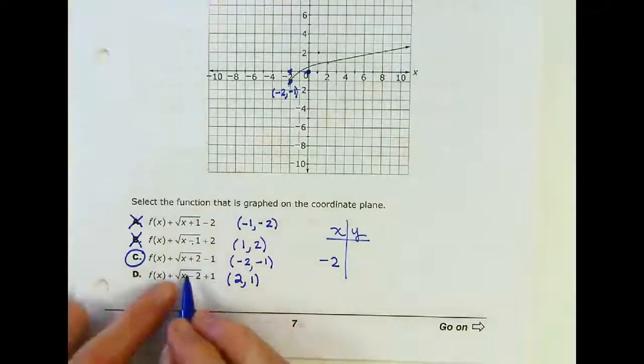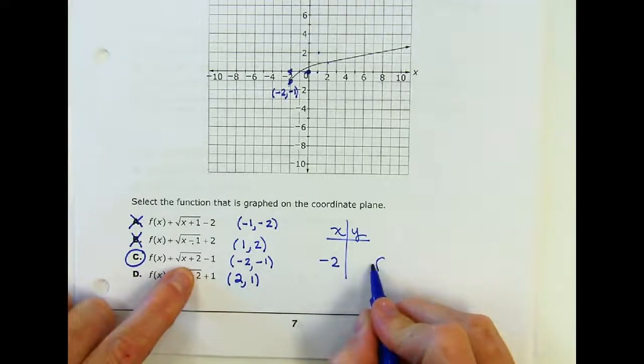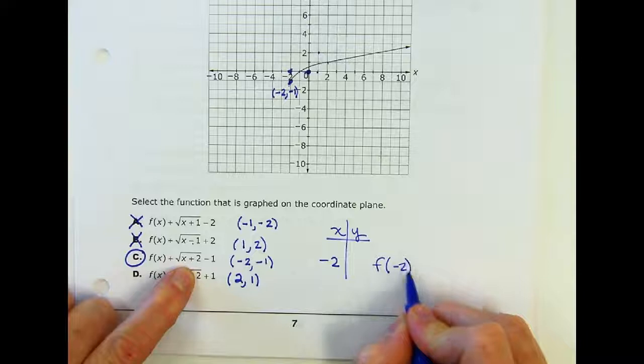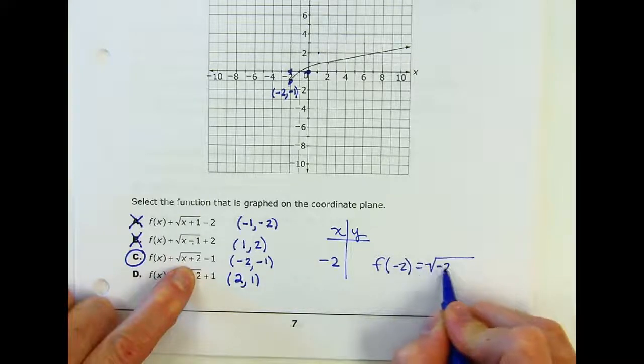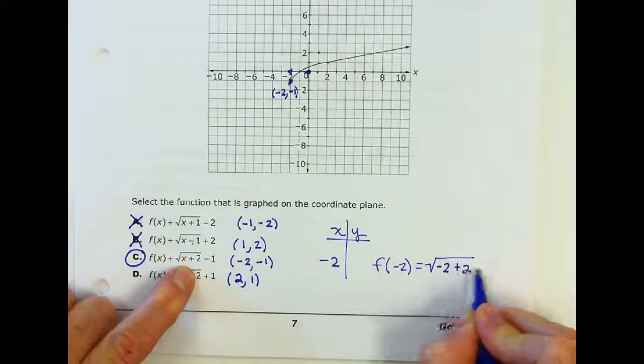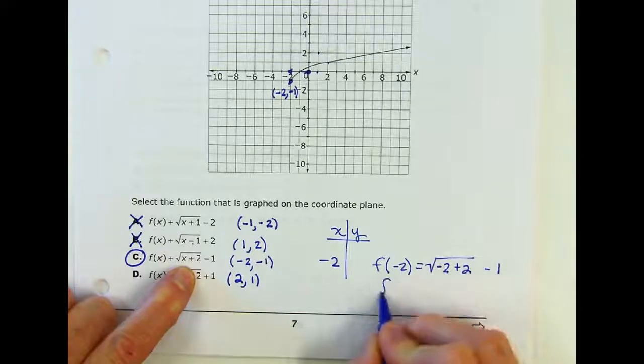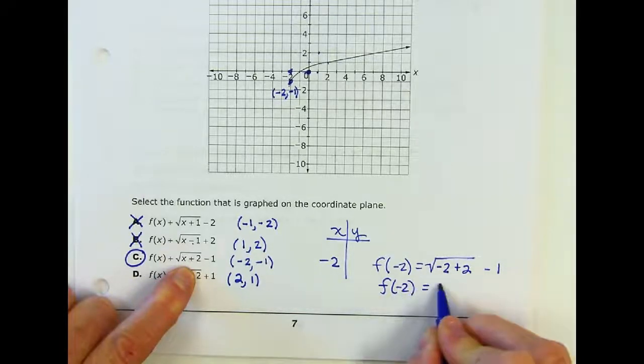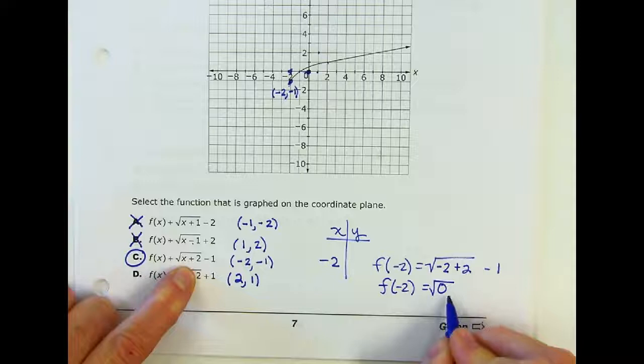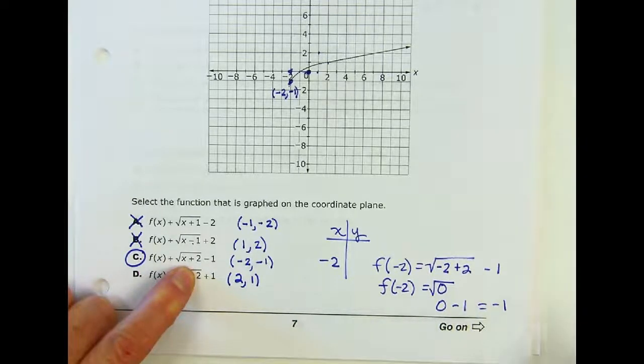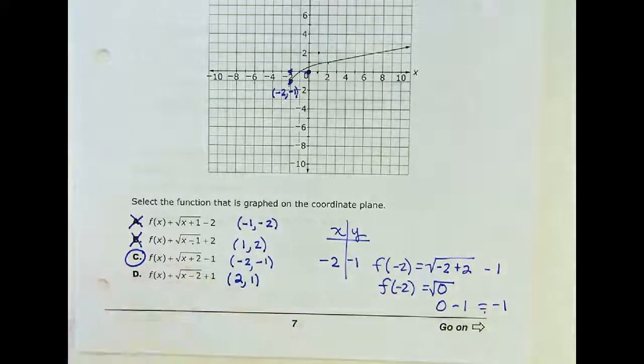So since we already know C is the answer, I'm going to show you how this would work. F of -2 equals the square root of -2 plus 2 minus 1. F of -2 equals the square root of 0, which is 0, minus 1 is -1. And you can see how that point checks out, and it verifies another method or another strategy to verify that C is the correct answer.